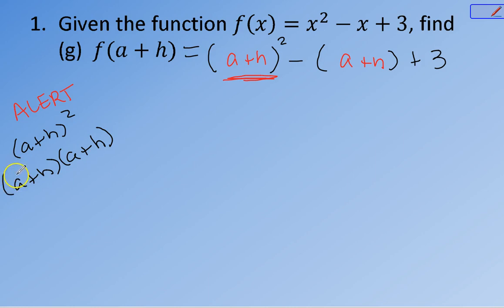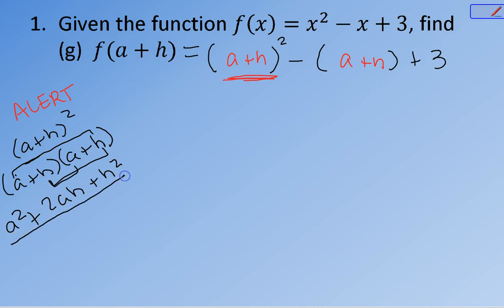And then, of course, we're going to multiply that out. So we're going to distribute the A. A times A is A squared. And then I'm going to do my outer multiplication and my inner multiplication because it's a double A times H. AH plus AH is 2AH. And then I'll do my last multiplication, my outside multiplication there, plus H squared. So A plus H quantity squared is A squared plus 2AH plus H squared.